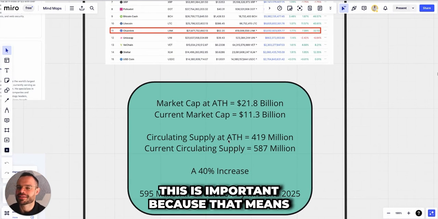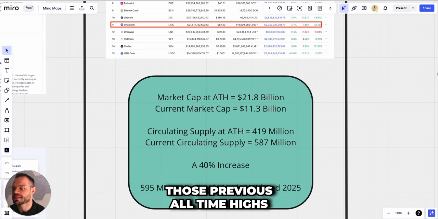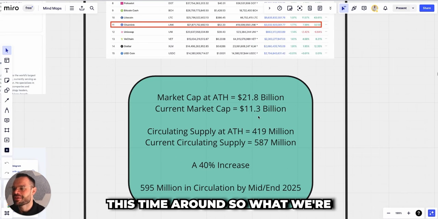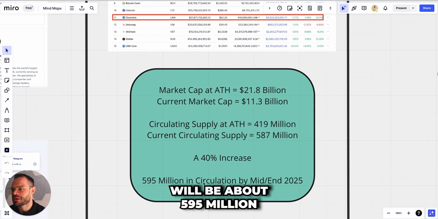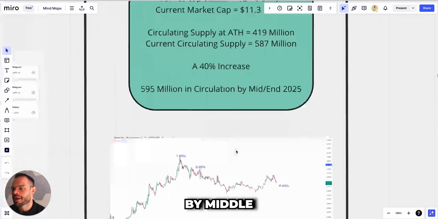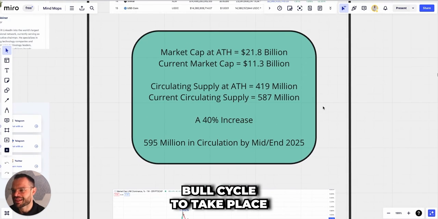Again, this is important because that means the price has to do so much extra work in order to hit those previous all-time highs, because there are 40% more tokens in circulation this time around. So what we're estimating is that there will be about 595 million Link tokens in circulation by middle to end of 2025, when we estimate the height of the next bull cycle to take place.